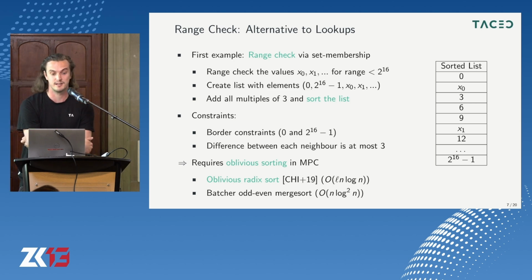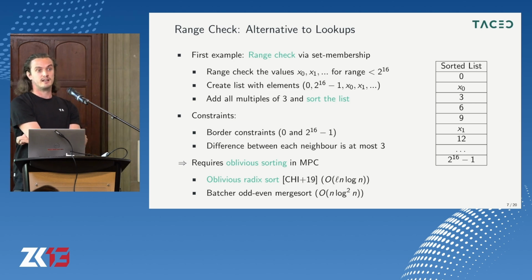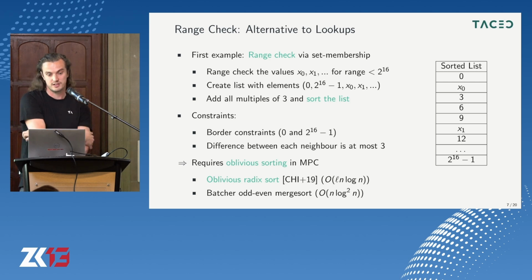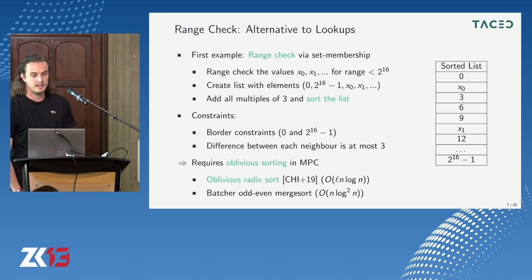What this requires in MPC is oblivious sorting, and we need it to be oblivious because otherwise we would leak something about the underlying values. The main operations for oblivious sorting are comparisons in MPC, and then you have to swap them, so doing a CMUX depending on the output of the comparison. In our implementation in CoSNARK, we use this oblivious radix sort from 2019. Another option is the Batcher odd-even merge sort, which is a bit slower, but also works.